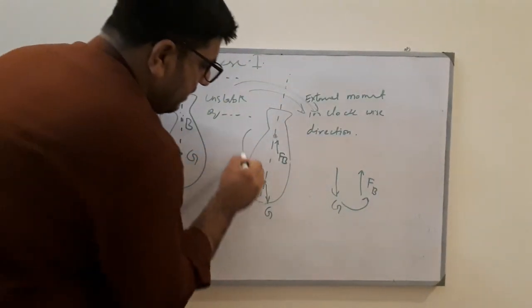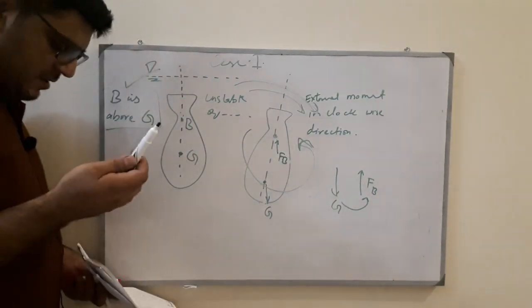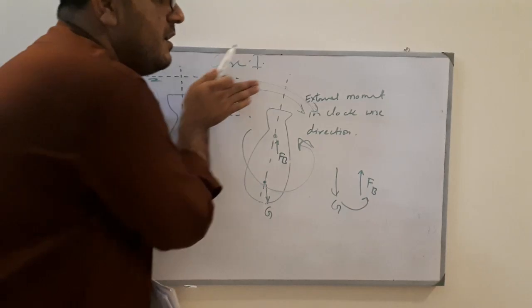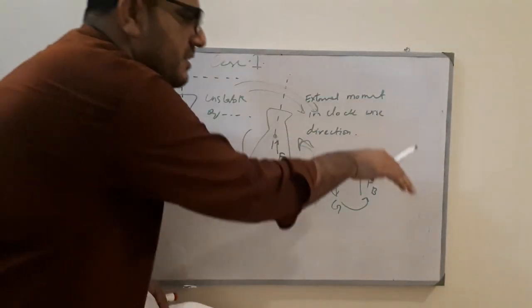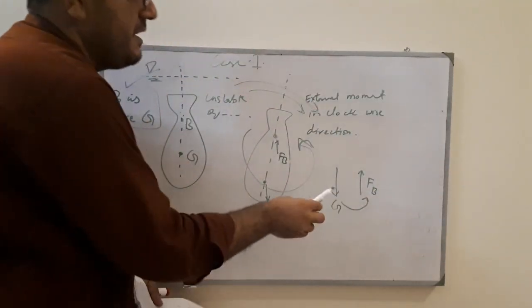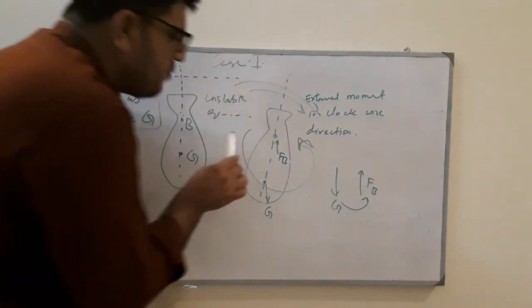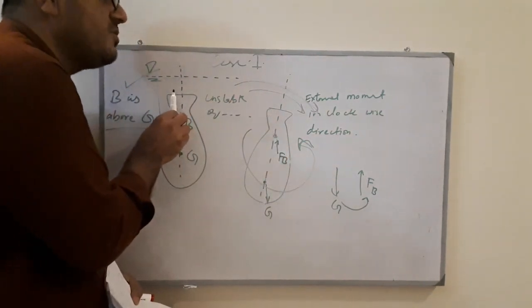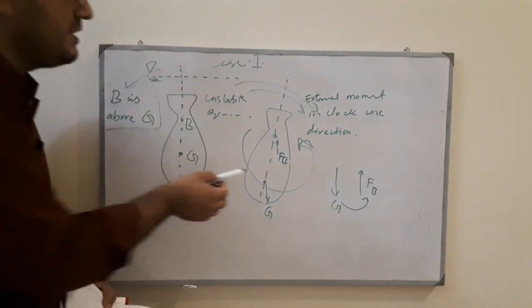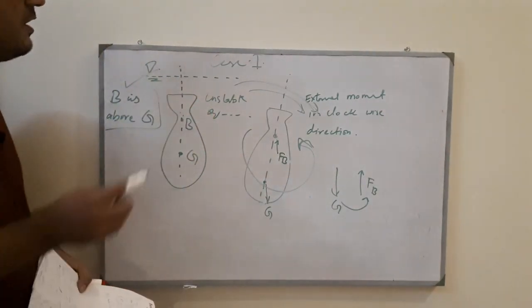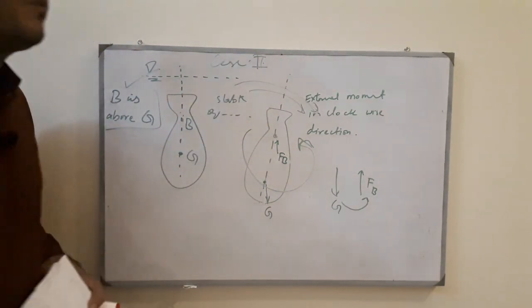Now the generated couple will be against the external moment, like the external force which we have applied in the clockwise direction, and the reaction is in the anti-clockwise direction, and then this body will regain its original position. If we remove the external force, then it will come back to its original position. So this is the case of stable equilibrium. This is our case number 2.